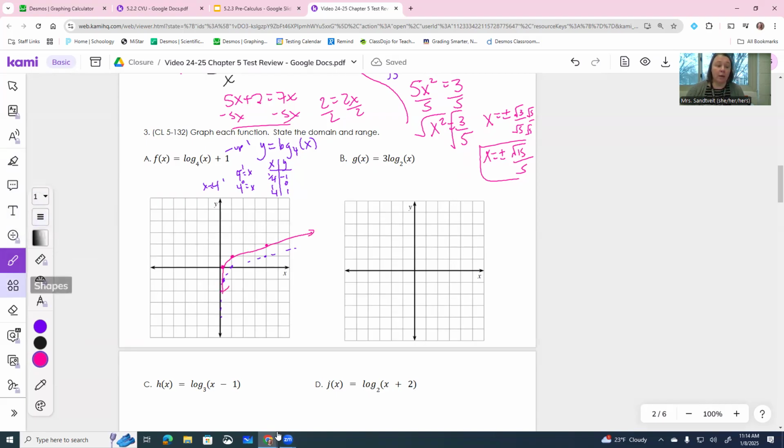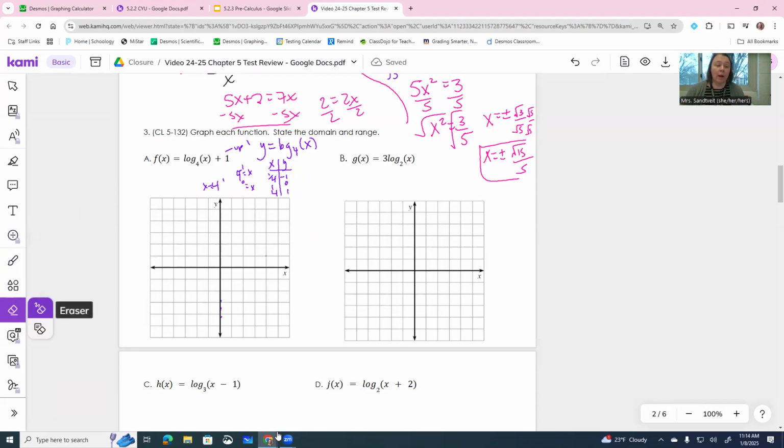The other thing that you could do, and this is kind of how I usually do it, but really either works. Let me just erase this. Okay, my whole graph moved up basically 1. It's a shift up of 1. So I do a dashed line there. That's my shift of 1.